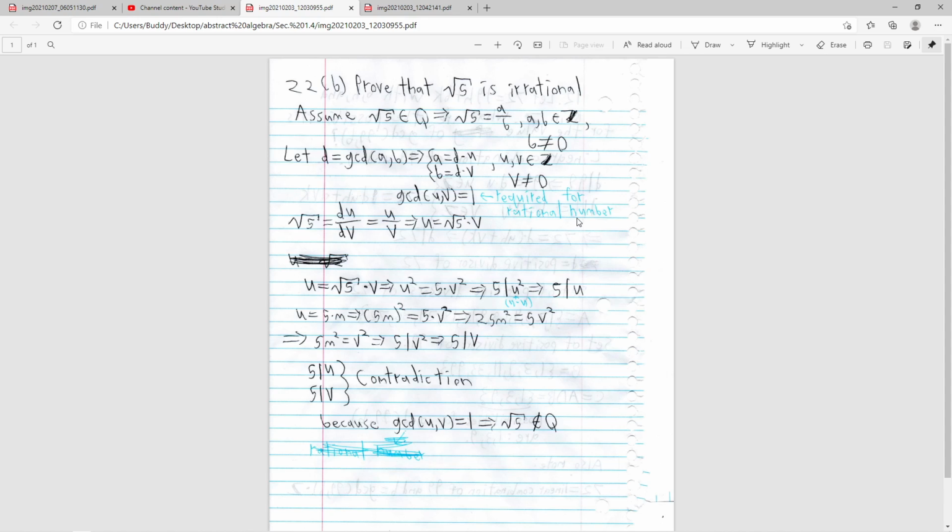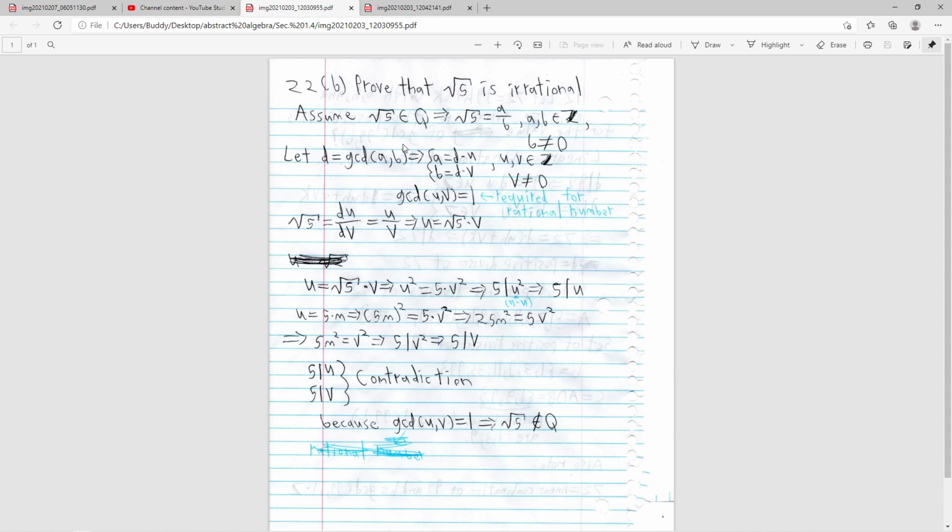Okay, another problem after this one. So this one and one more. So prove that square root of 5 is irrational. Basically we're saying that square root of 5 is not a rational number. It's irrational.